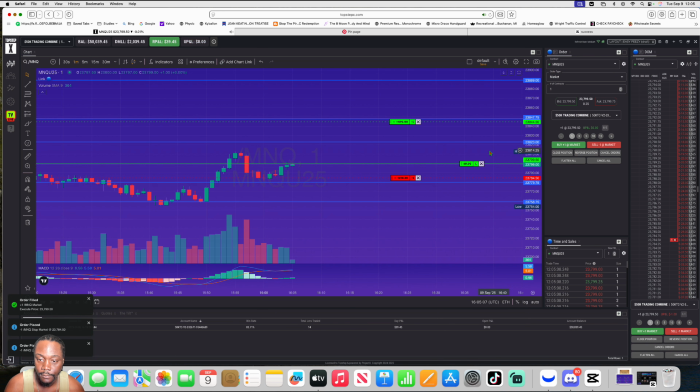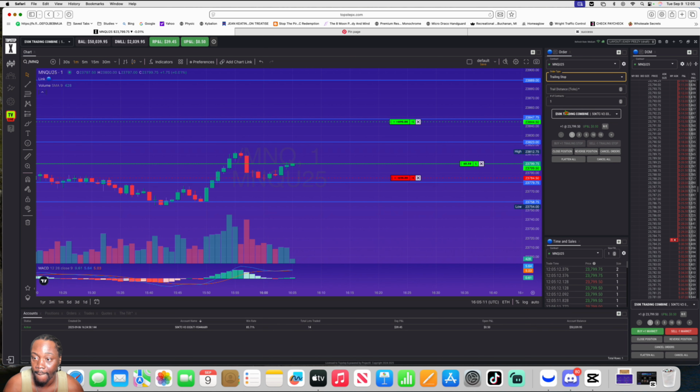Order filled. But I already got an order set, so it might not let me do it because I already got stop losses and stuff set. So maybe you can only do one or the other. Nonetheless, that's where it's at. Trailing stop is right here in the order type, right? And we're gonna flatten this position. That's what we're gonna do.